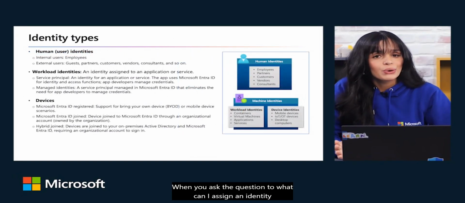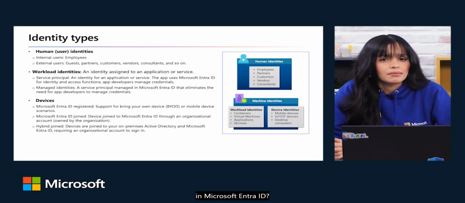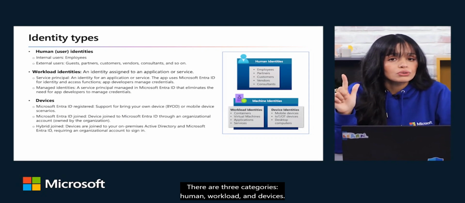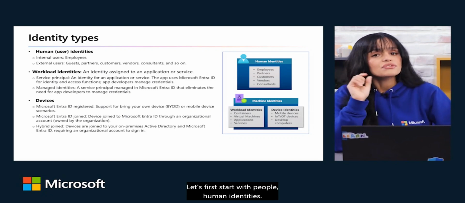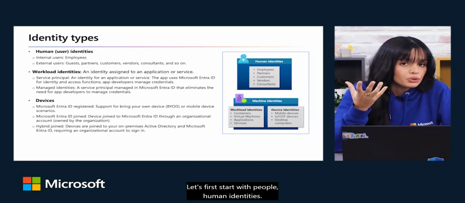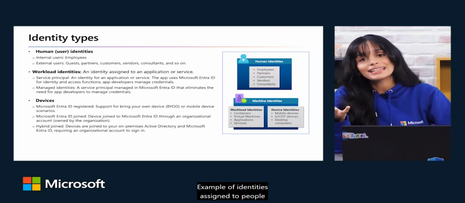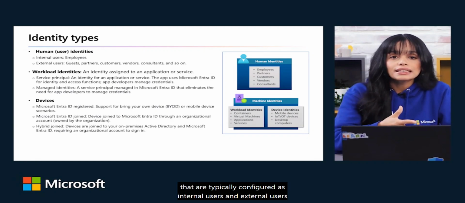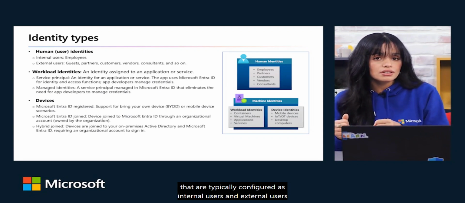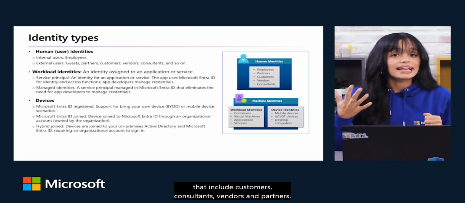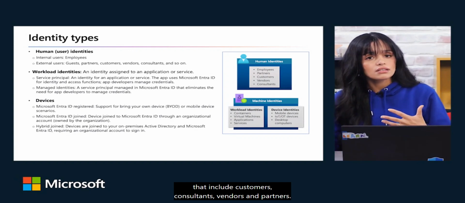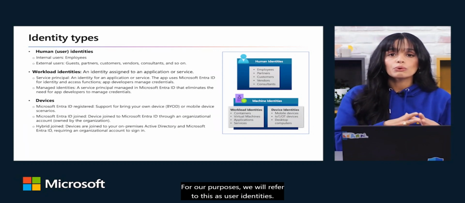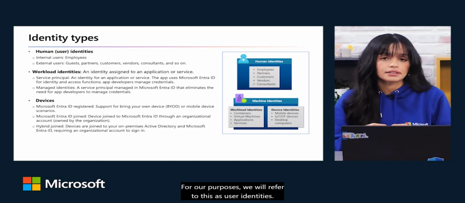When you ask the question, what can I assign an identity to in Microsoft Entra ID, there are 3 categories: human, workload, and devices. Let's first start with people, human identities. Examples of identities assigned to people are employees of an organization that are typically configured as internal users, and external users that include customers, consultants, vendors, and partners. For our purposes, we will refer to these as user identities.